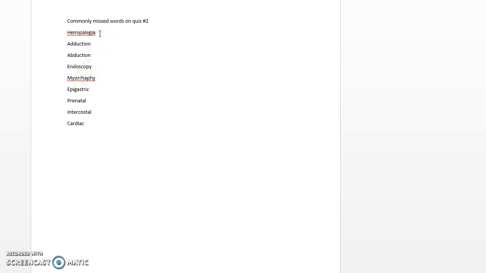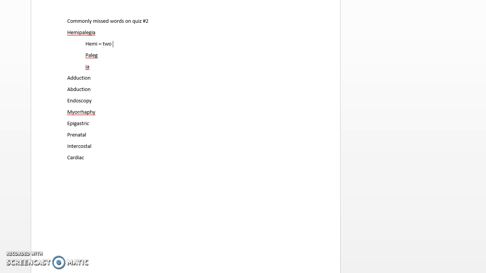The first one's hemiplegia. So when you look at hemiplegia, you break this down into its components. Hemi, that's the prefix, and then plege, which means loss of feeling or sensation, and then the suffix, which is the condition of. So hemi, it means half.